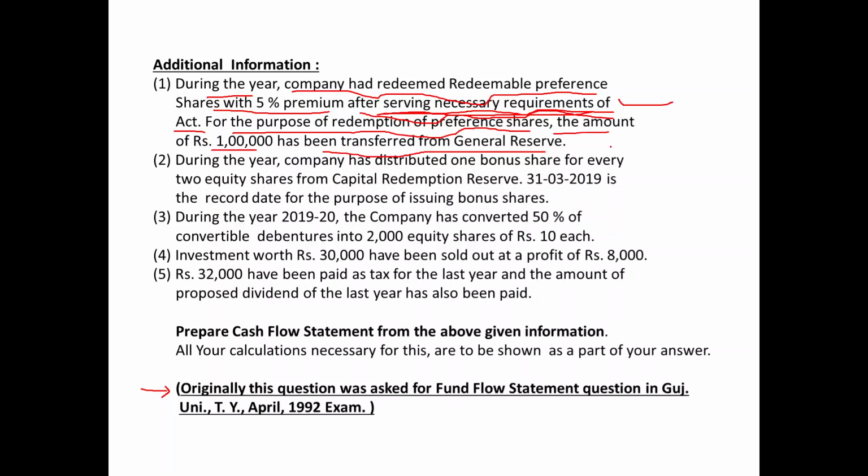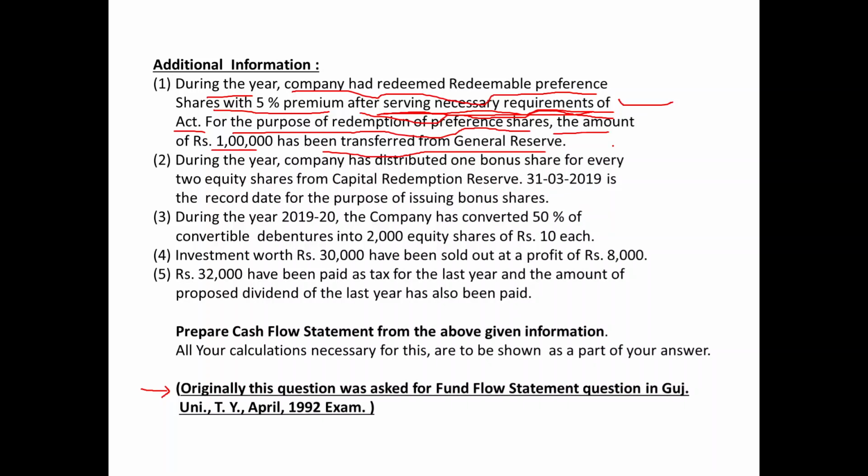Number 1. Only fully paid up preference shares can be redeemed by the company. Only fully paid up preference shares can be redeemed. It means partly paid up shares cannot be redeemed.